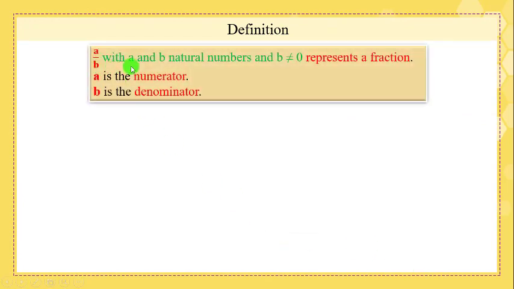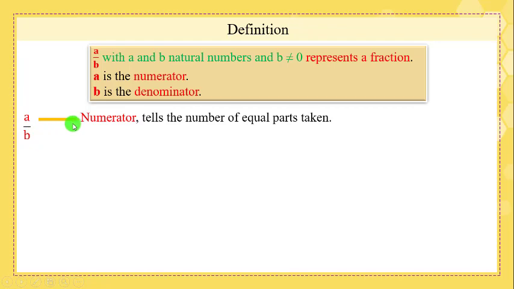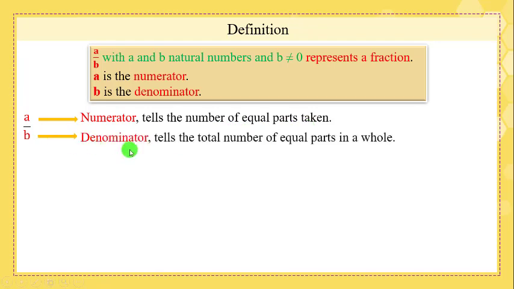Now let us define a fraction. a/b, with a and b natural numbers and b different from 0, represents a fraction. a is the numerator, b is the denominator. Now let us take the fraction a/b. a is called the numerator, that tells the number of equal parts taken. b is called the denominator, that tells the total number of equal parts in a whole.